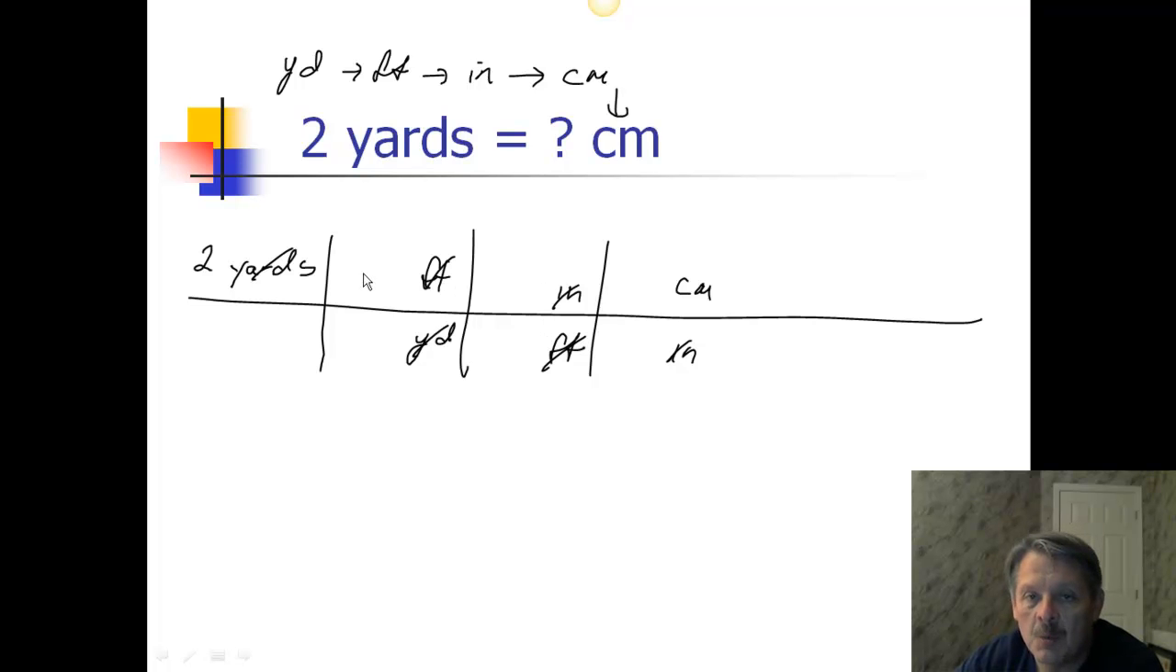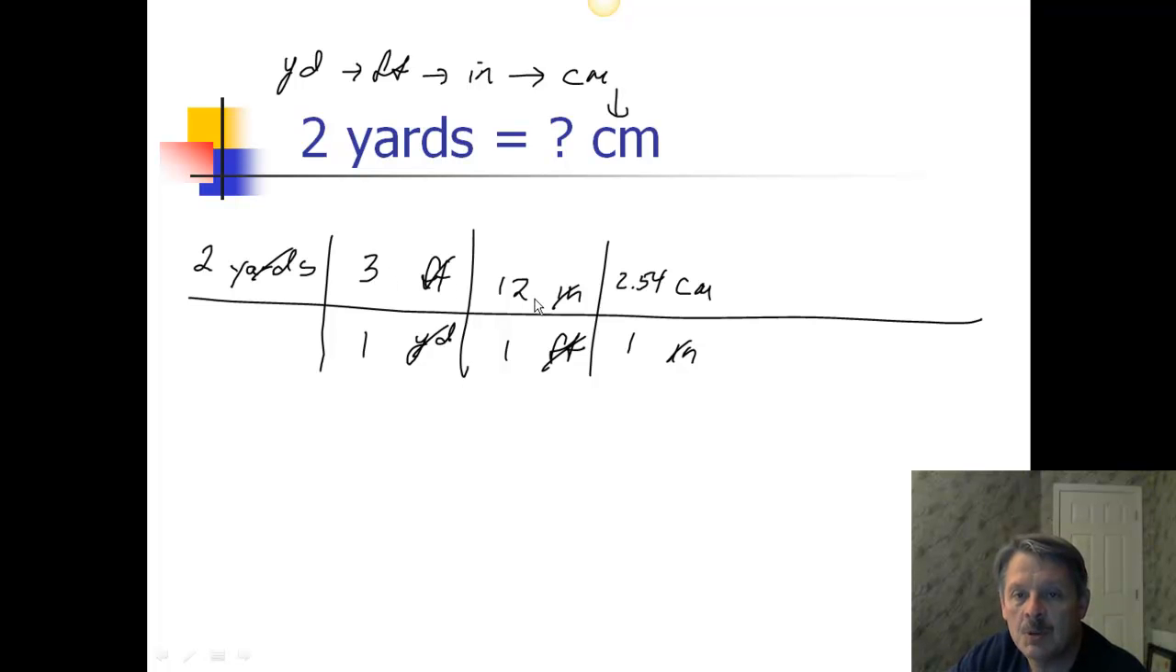I go back and put some numbers in. There are 3 feet in every yard. There are 12 inches in every foot. And there are 2.54 centimeters in every inch. So I'm just going to estimate, since I don't have a calculator. These first 2 numbers are 6.